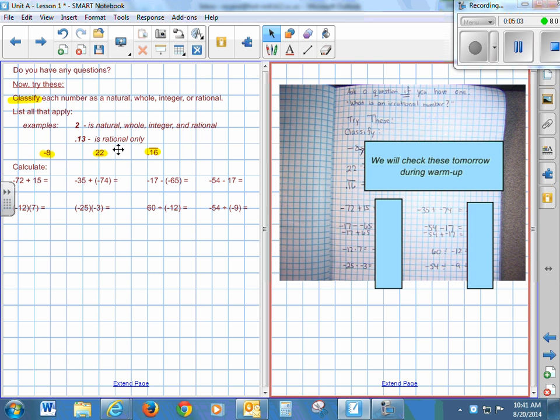Now, I want you to try a couple. The first one, we're going to classify each number as a natural, whole, integer, or rational. And you're going to list all that apply. So you're going to classify -8, 22, and 0.16 repeating. Now, I've given an example here so you would understand what I want my answer to be. 2 is natural. It's also a whole number. It's an integer, and it's rational. But 0.13, which is 13/100, is only rational. And then I want you to try these 8 problems.